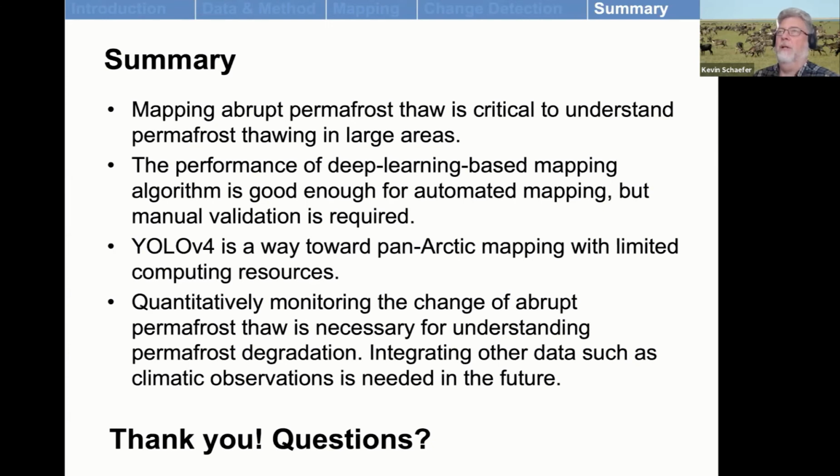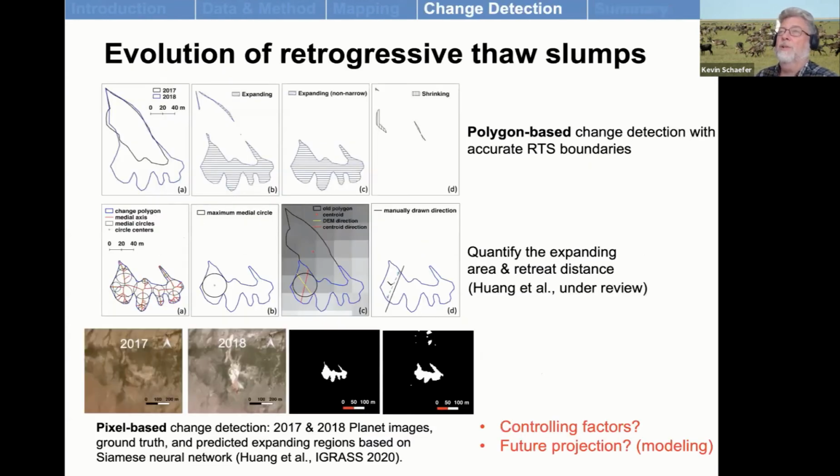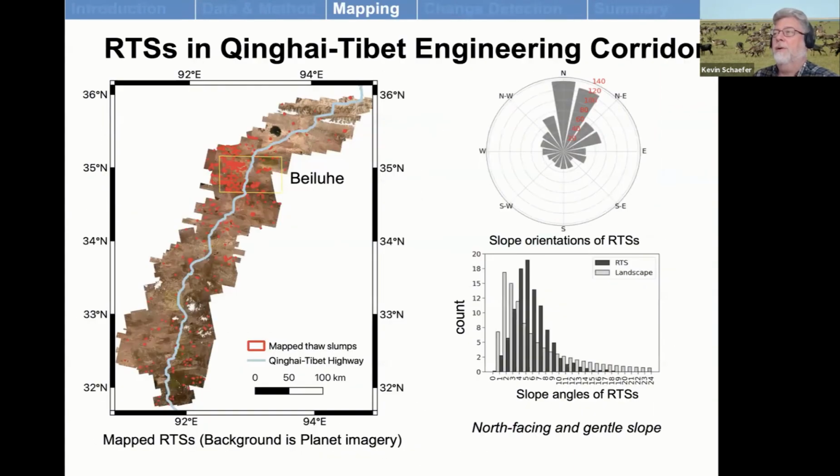Oh, I have a question. This is Kevin. Lingcao, on one of your earlier plots, you showed that in Tibet, the thaw slumps tended to occur more on north-facing slopes, which kind of surprised me. Do you have any physical explanation for why they might occur primarily on north-facing slopes as opposed to south-facing, which would get more sun?